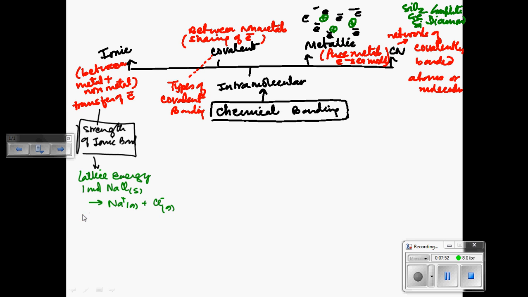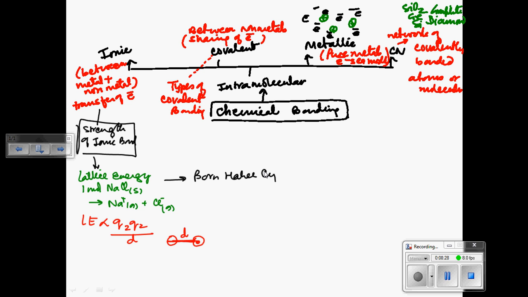Lattice energy is also directly proportional to the charge of the two ions and inversely proportional to the distance between the nuclei of two atoms. So the larger the atoms, the greater the distance, the smaller the lattice energy. The higher the charge, the greater the lattice energy, greater the strength of ionic bond. Now, one way to calculate lattice energy is by using the lattice energy equation. Other way of calculating lattice energy is using Born-Haber cycle.